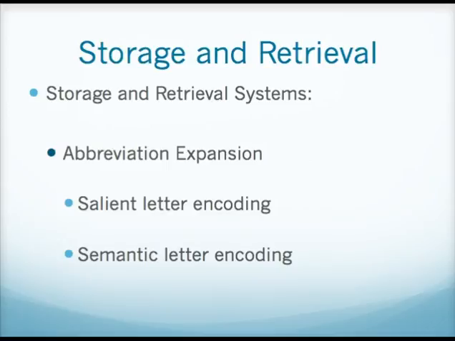Some AAC devices use abbreviation expansion in order to communicate messages. So there's two main types within this. We have salient letter encoding versus semantic letter encoding. So with salient letter encoding, essentially a code is derived from initial or visually significant letters in what the student wants to say. So the example in the book is if a student wants to say turn the radio on, they would type in TRO, and that would communicate the message, turn the radio on.